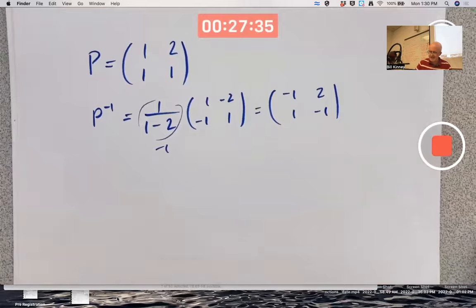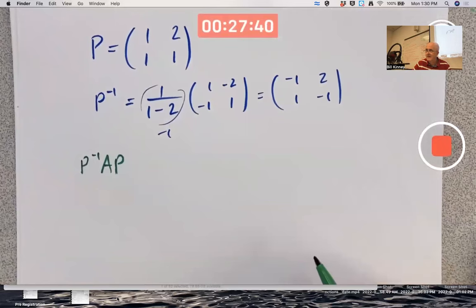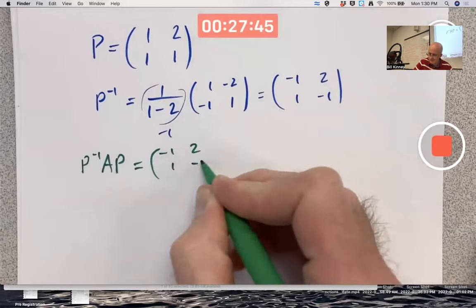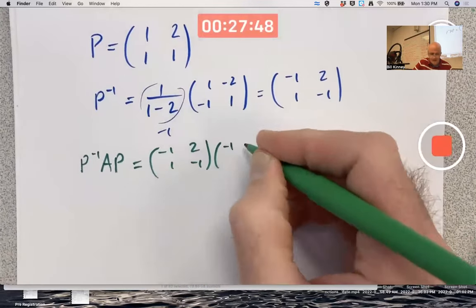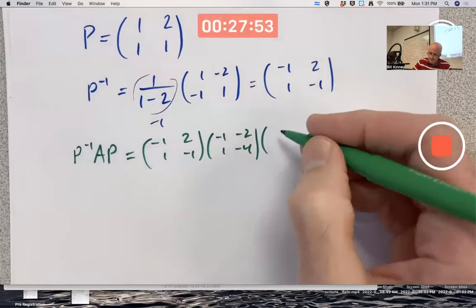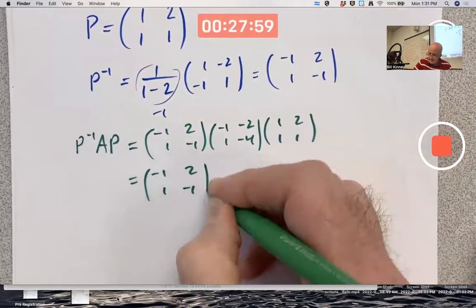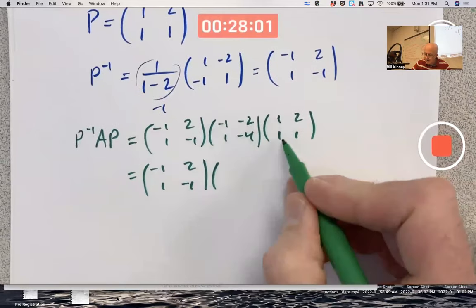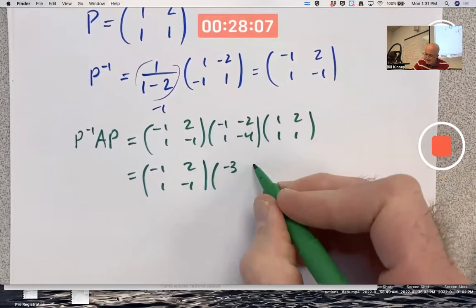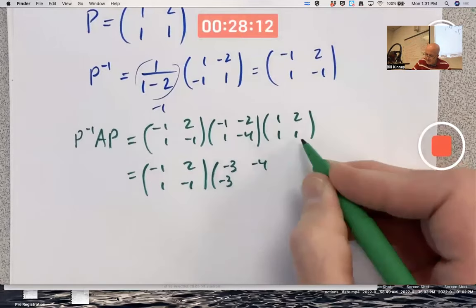I claim if I calculate P inverse times AP, I get a diagonal matrix. Let's see if that happens. Let's do a quick calculation. A was this matrix. P inverse AP. Doing this calculation as quick as I can here. Taking dot products, I get -1 minus 2 is -3. -2 minus 2 is -4. Hopefully I don't make a mistake. 1 minus 4 is -3. 2 minus 4 is -2.